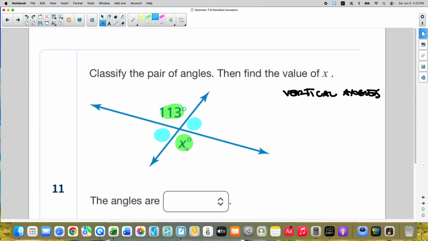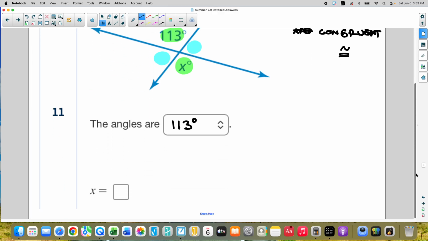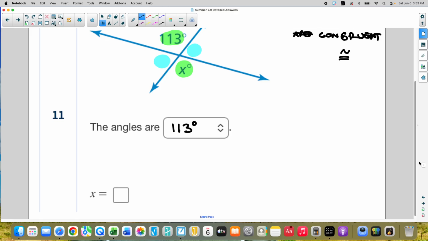And then find the value of x. Vertical angles are congruent. So angle x and this angle are congruent, meaning they are equal. Congruent gives this sign. That's a congruency sign. And this is going to equal 113 degrees. Let's make sure that's all they wanted. And x. Yeah, x equals, oh, angles are vertical. Sorry. That's down here. And vertical goes here. Vertical.